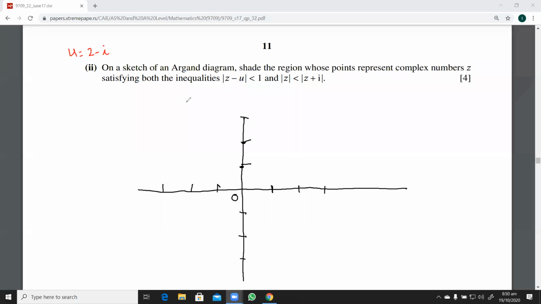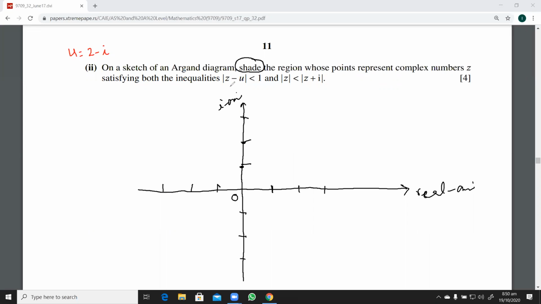Okay. Now this seems to be an interesting question here. Let me see that this is the right. This is the real axis, and this one is the iota axis. Okay. So it says we have to shade the region which satisfies both these inequalities.